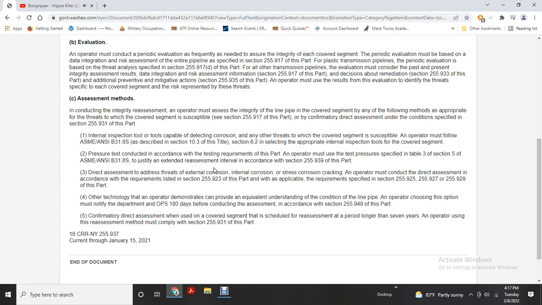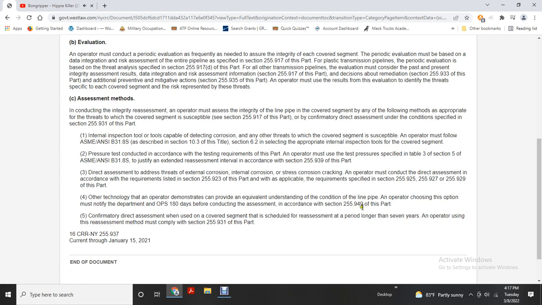Direct assessment: direct threat, external corrosion, internal corrosion, stress corrosion cracking. Operator must conduct with a direct assessment in accordance with the requirements of 255-933 of this part as applicable, or as specified in 925, 927, and 929 of this part. Or other technology the operator demonstrates can provide an equivalent understanding of the condition of the line pipe. Operator choosing the option must notify the department, OPS, 180 days before conducting a reassessment.